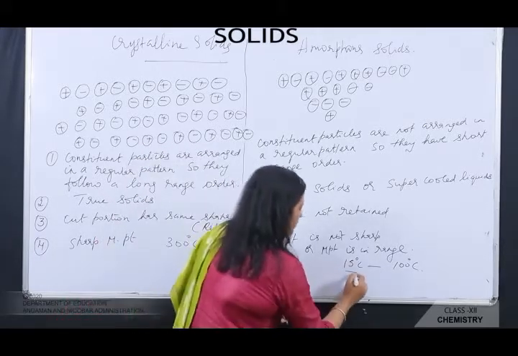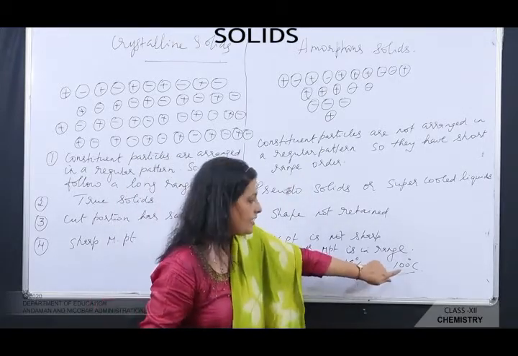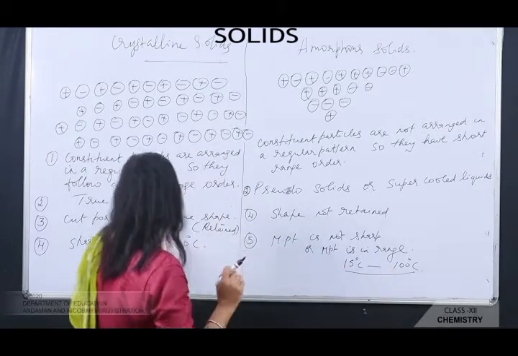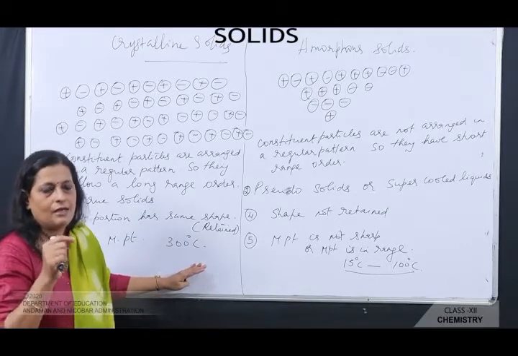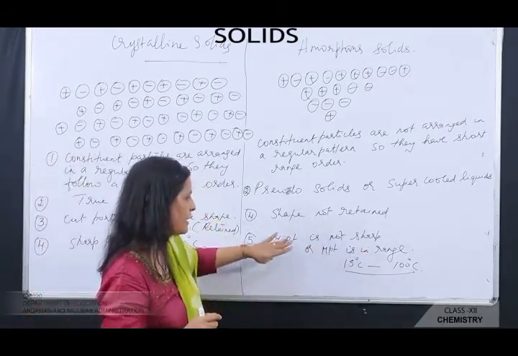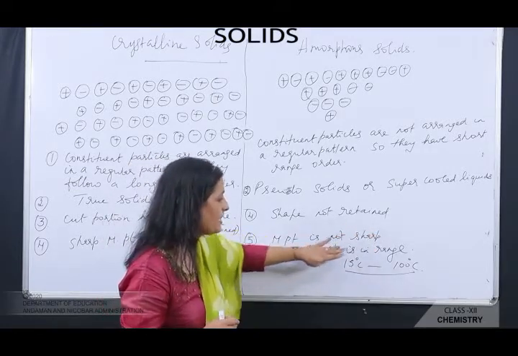So amorphous solids melt in a temperature range. They are not melting at what? A particular temperature. But in case of crystalline solids, they melt at a particular temperature. That is, the melting point is fixed. Here the melting point is not fixed. So that is the reason why we say the melting point of amorphous solid is not sharp. Melting point is in a range.